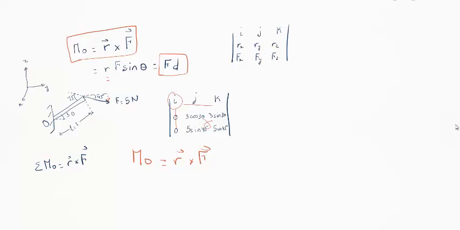We multiply these, then the same thing for j is 0. So we already see that it's going to be 0 and 0. So we only actually have an i term, which is going to be 3 cosine 30 times 5 cosine 45 minus 5 sine 45 times 3 sine 30. And this is going to be the moment vector. Now remember, this is a moment vector.